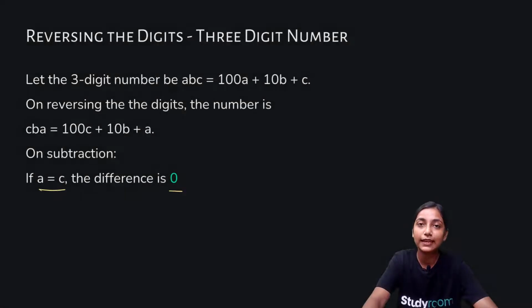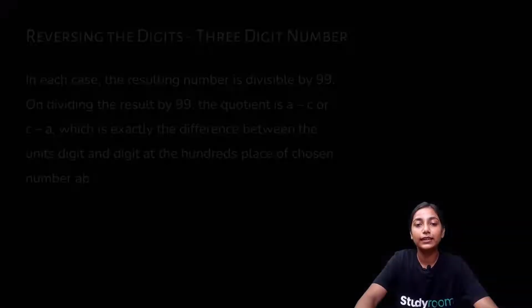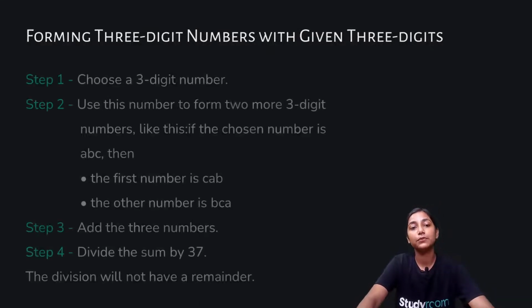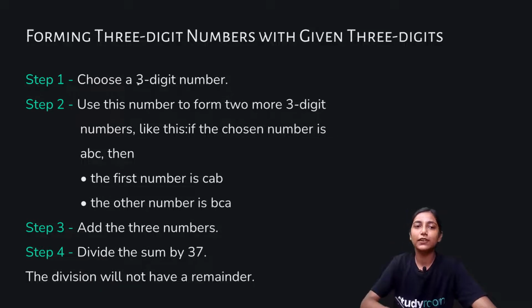These were the 3 cases and we have concluded that yes, this is true. Now we are given forming 3-digit numbers with given 3-digit numbers. Our first step will be to choose a 3-digit number. Our second step will be to use this number to form 2 more 3-digit numbers. Let's say if we choose a 3-digit number ABC, then the first number can be CAB and the other number can be BCA. CAB and BCA, these two numbers can be formed using those 3 digits of that original number.